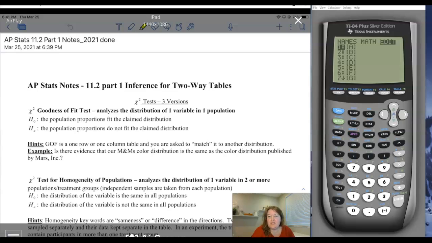So let's review. We just finished the goodness of fit test. That was the M&M one with its color distribution, right? So we've already done that one.